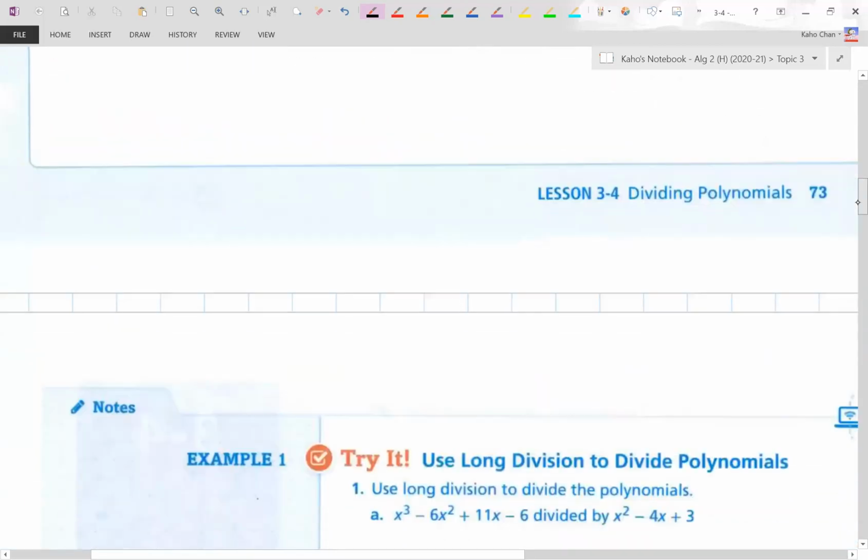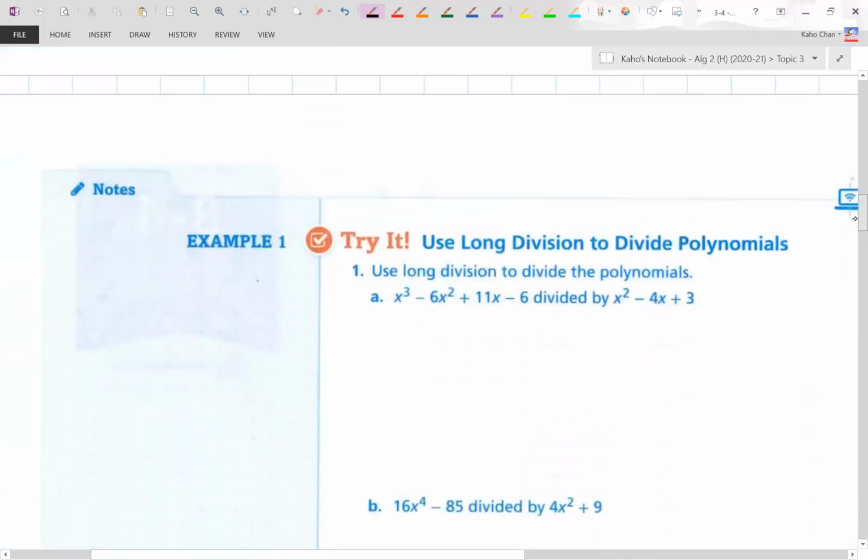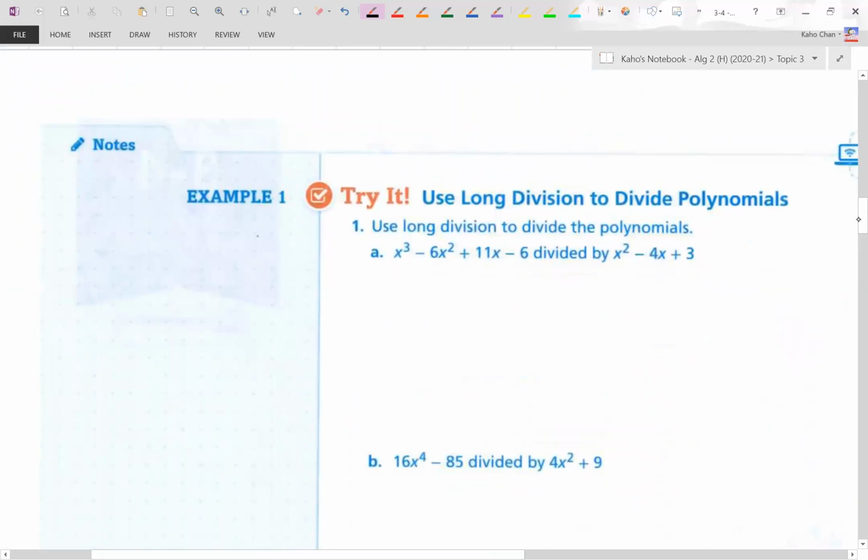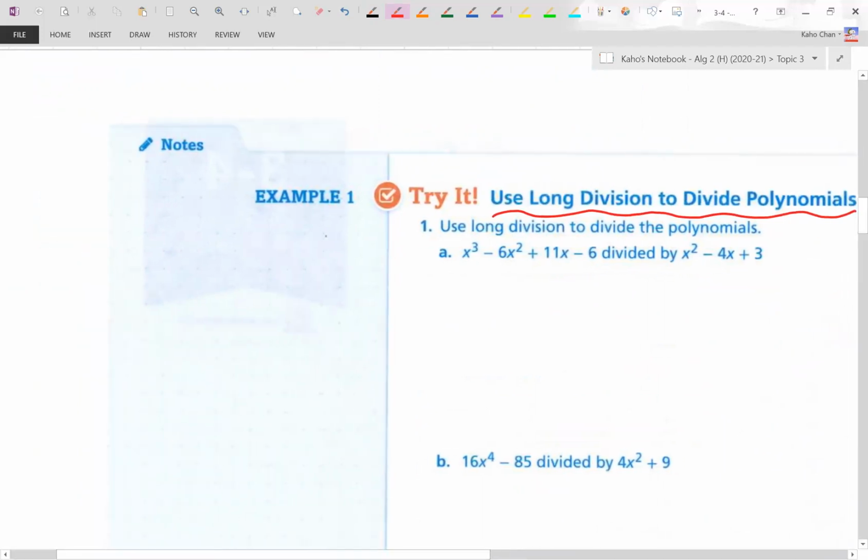Here we go. Example 1, use long division to divide polynomials. That sounds crazy, doesn't it? We're going to model long division with polynomials with the problem we just did. 6 was the divisor earlier, and the number was 83, the dividend. Number 1a.